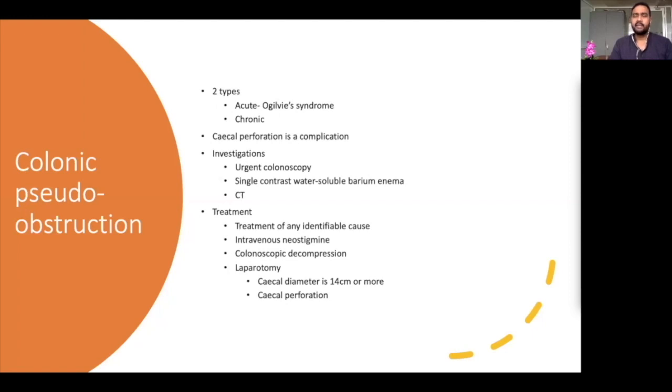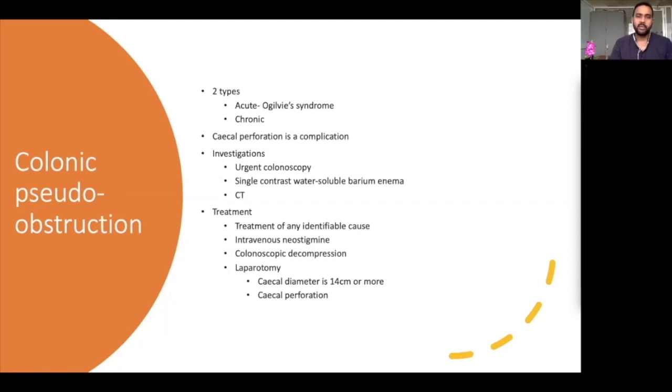But there are two indications for laparotomy. Number one, the cecal diameter, if it is more than 14 centimeters, right? If it is 14 centimeters or more, that is called impending rupture. Impending rupture means anytime the cecum will rupture, then you can't wait, we have to go for a laparotomy. Or cecal perforation: if the patient already develops cecal perforation as a complication, then again we have to go for a laparotomy. So these are the two indications for laparotomy in colonic pseudo obstruction.